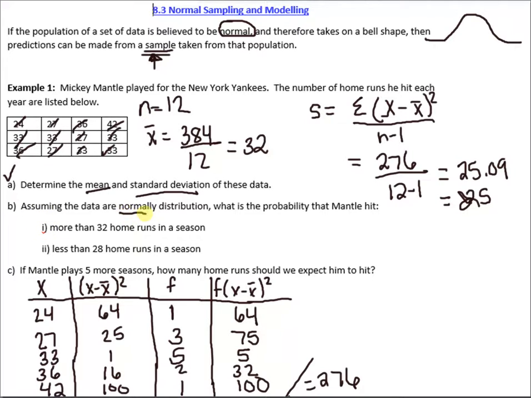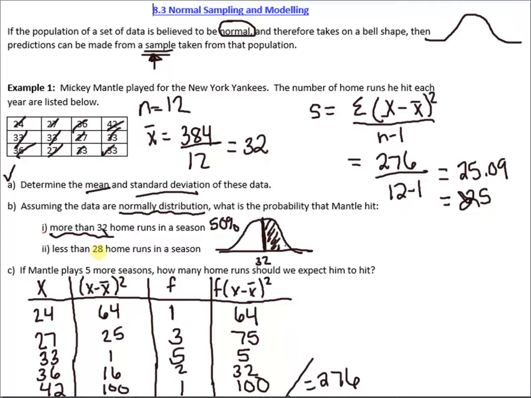Now, we're going to assume that this distribution is normally distributed. So what we want to do is, again, I usually draw this every single time. The mean in the middle is going to be 32. We want to know the probability that he hits more than 32 home runs in the season. Well, that's easy. 32 is right in the middle. It's the mean. So over here is going to account for 50%, and we know that just because the bell curve is symmetric. We have 50% on the left-hand side and 50% on the right-hand side.